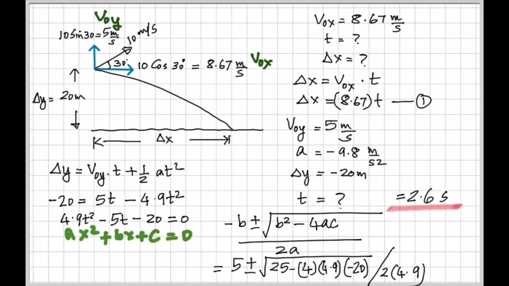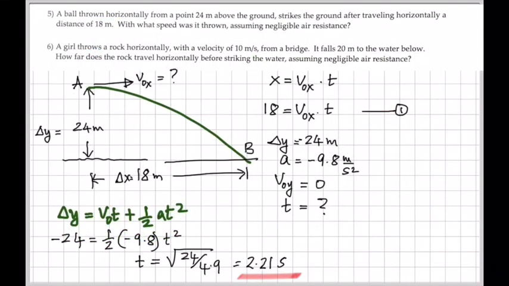Once you get 2.6 seconds, you take it back into this equation, plug it into that equation, and you would get the answer. Delta x is equal to 8.67 times 2.6, which gives you, what does that give? 22.62 meters. That is the problem.